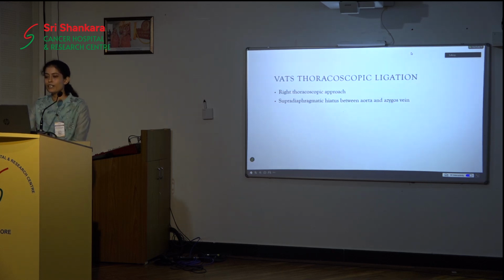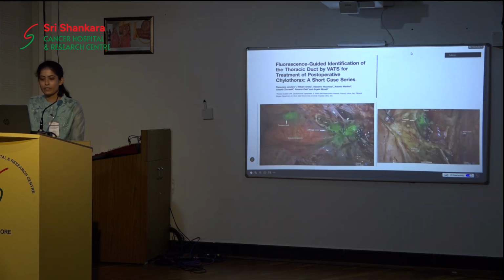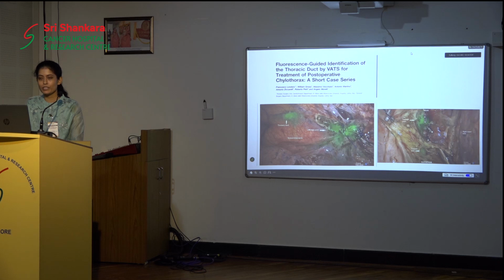So in case of very high output leak, VATS thoracoscopic ligation is what is preferred nowadays. The right thoracoscopic approach is selected and the anatomy which we had talked about in the beginning in the posterior mediastinum is utilized for the ligation. There are certain visual agents which can be used to identify the leak. For example, one can use fluorescein or indocyanine green and near infrared imaging.